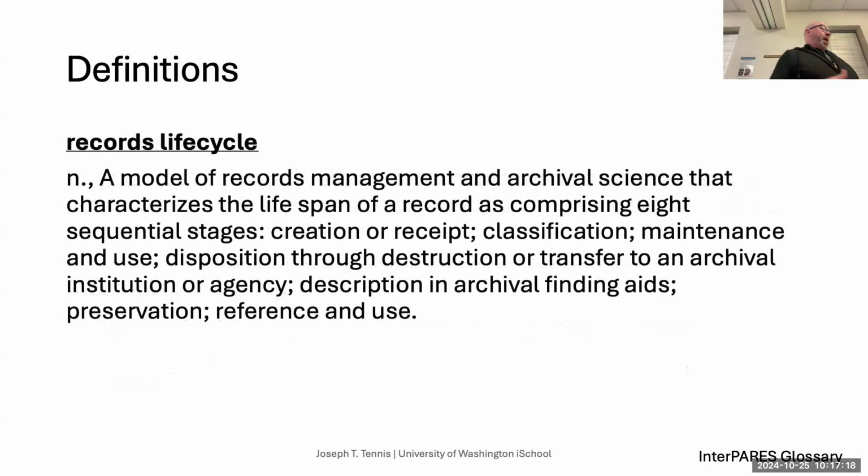Now we've got this concept, a model of a record's life cycle. It's not the only model, but it's a model, which says records management and archival science characterizes the lifespan of a record as comprising 8 sequential stages, as we have organized our research here, in this particular era of the study: creation or receipt of records, classification of records, maintenance and use of records, the disposition through destruction or transfer of records to an archival institution or agency, description in archival finding aids, preservation, and then reference and use of records.